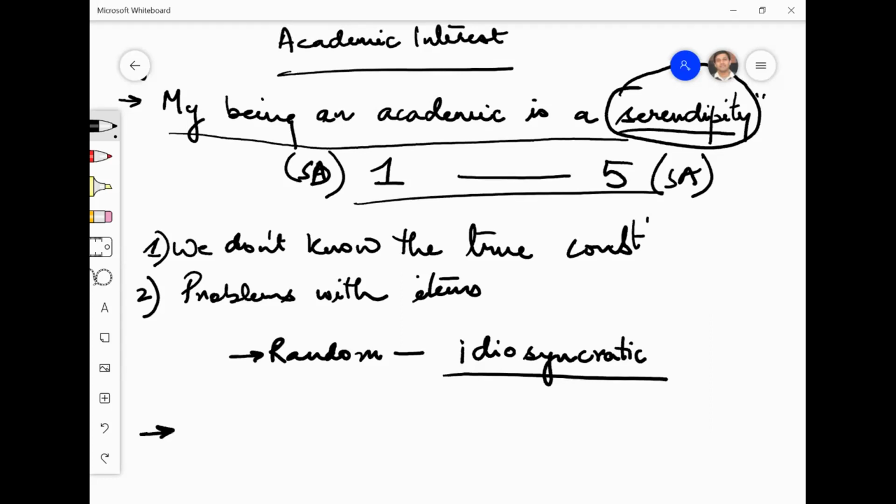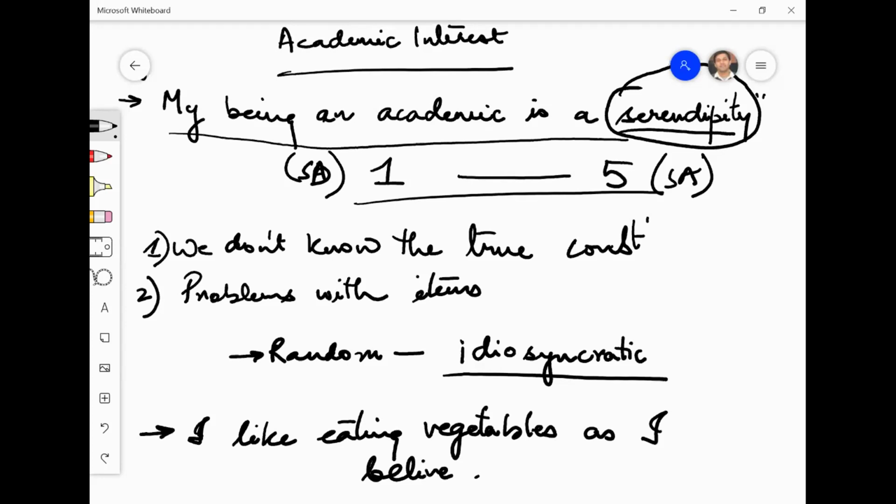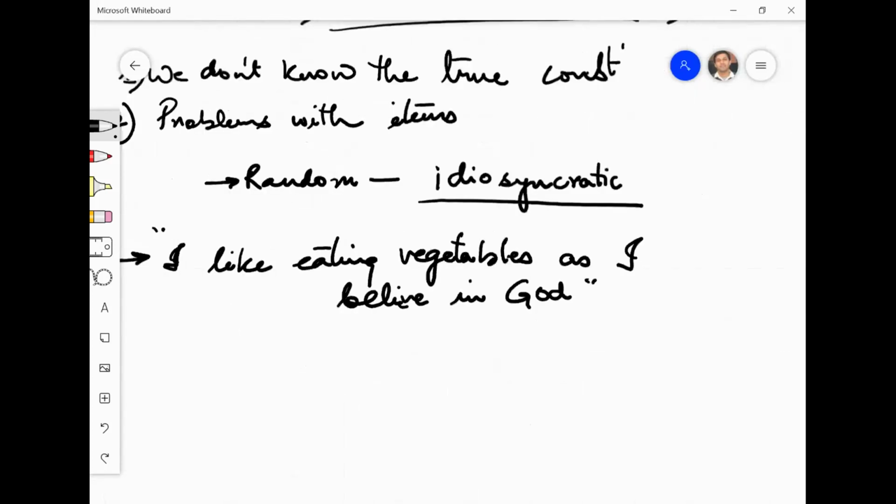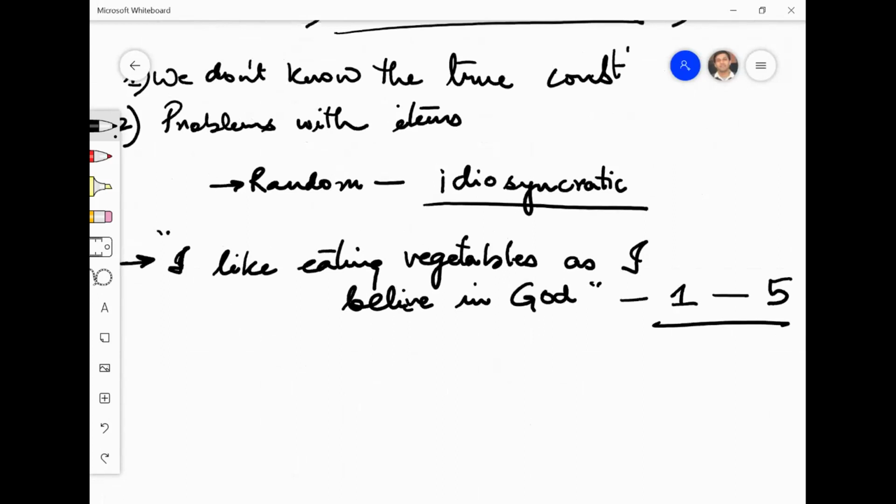Now, another question, let's say: I like eating vegetables as I believe in God. Again, this is a second question on a scale of 1 to 5, strongly disagree to strongly agree. There is no hard English here, no difficult English. I like eating vegetables as I believe in God. But what has happened is you have mixed two questions. I like eating vegetables is one part, and I believe in God is the other.